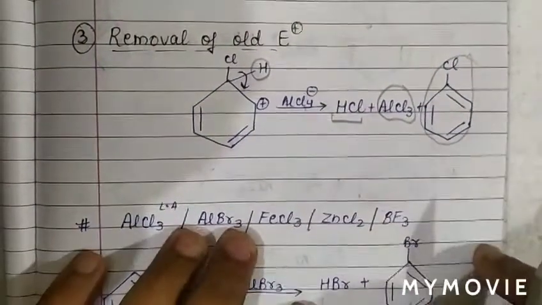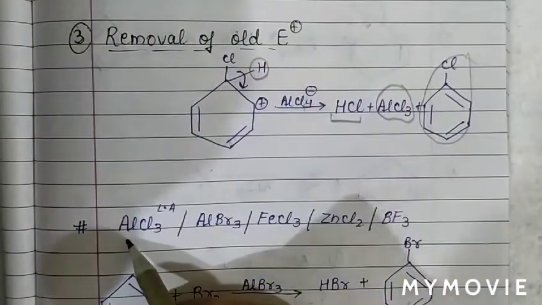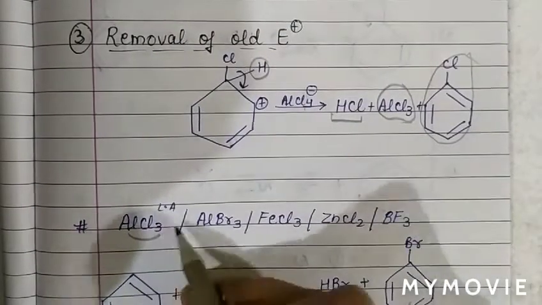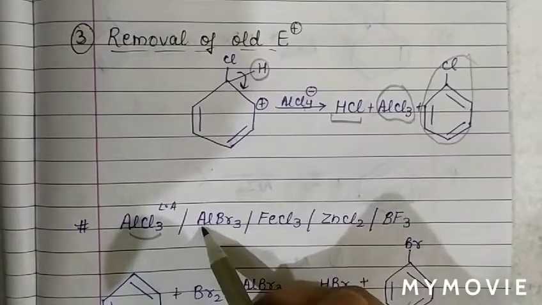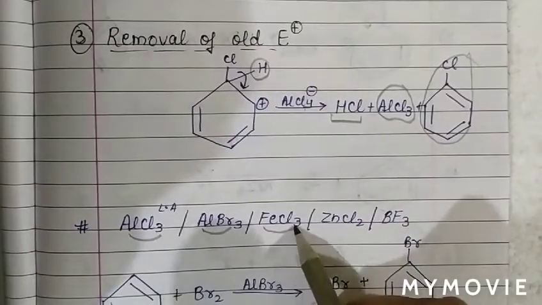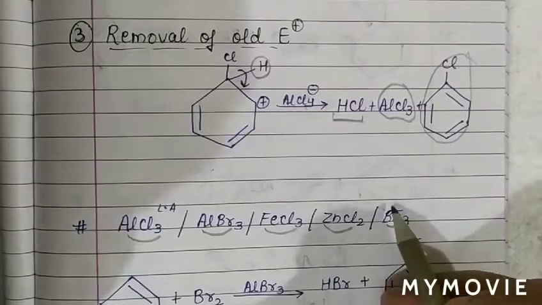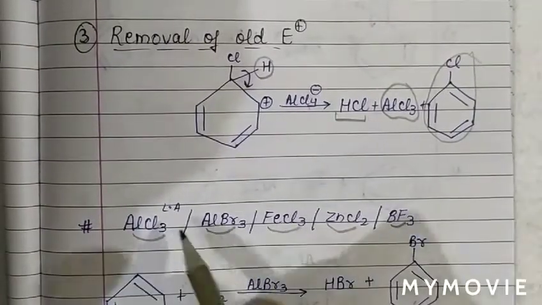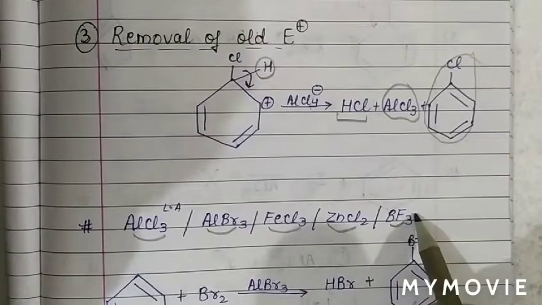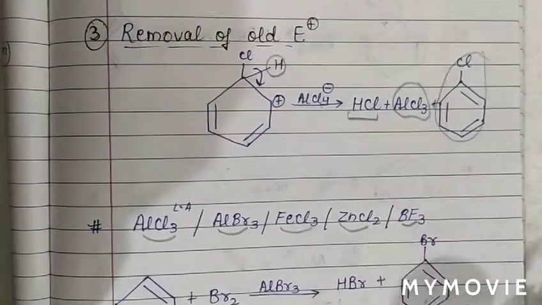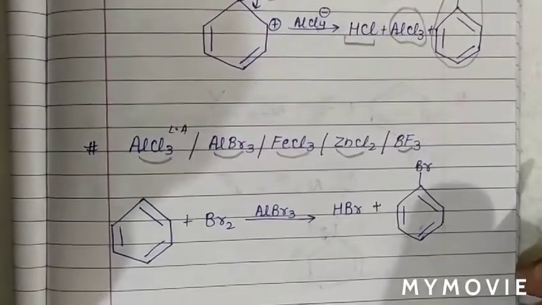So basically the catalyst we can use is anhydrous AlCl3 because it is a Lewis acid, which helps in the generation of the electrophile. We can use AlBr3, FeCl3, ZnCl2, BF3. All these have an incomplete octet, so they behave as Lewis acids and all of these help in the formation of the electrophile.